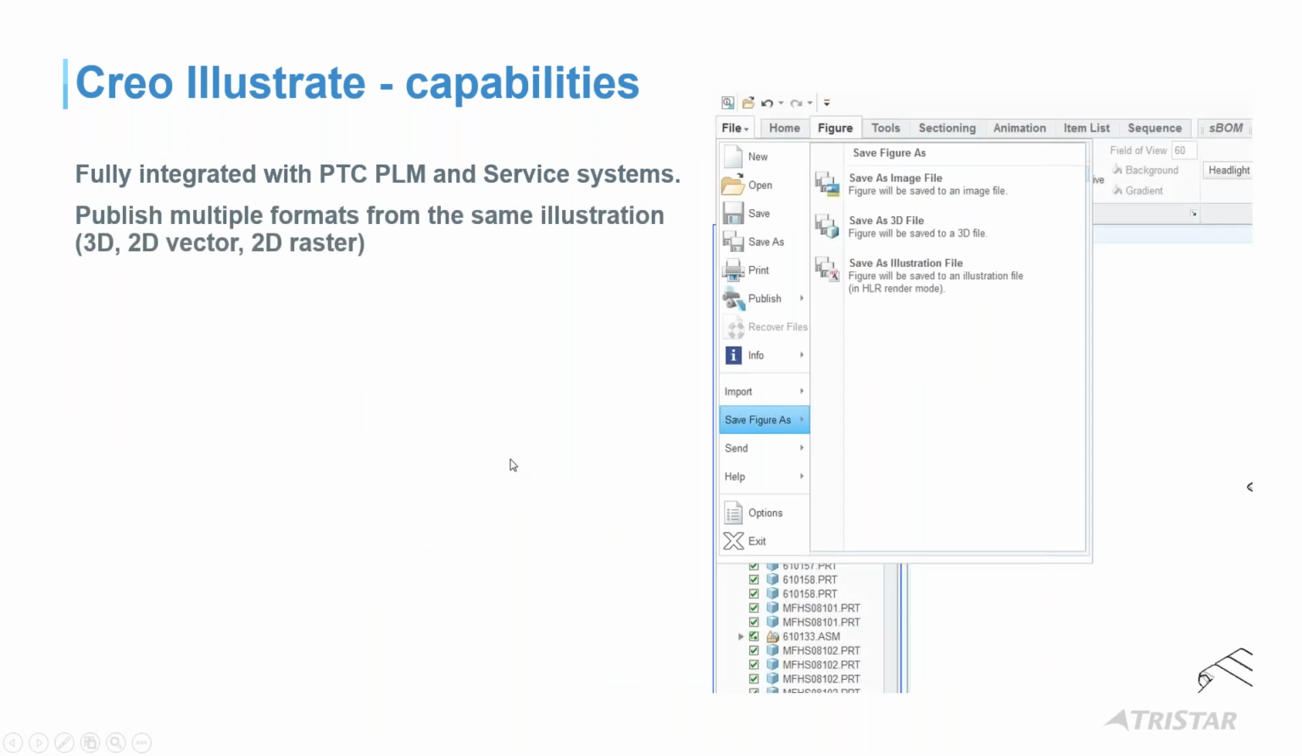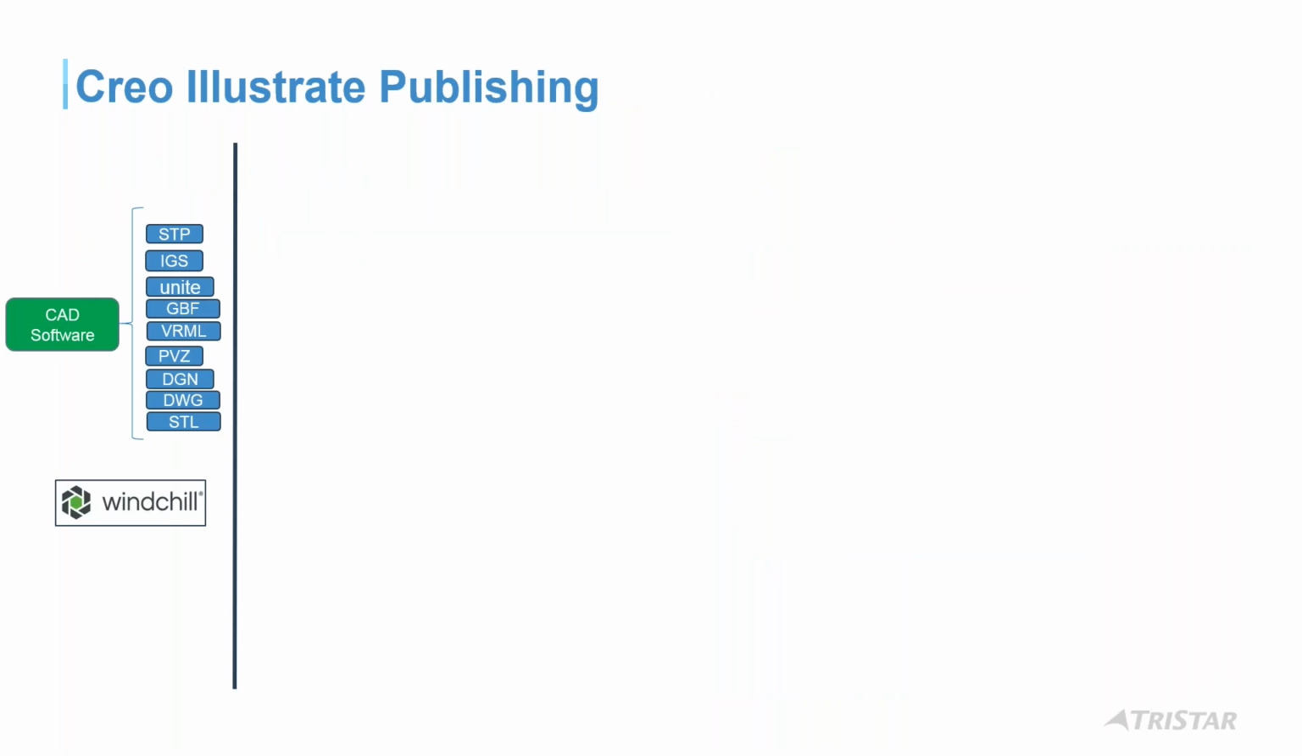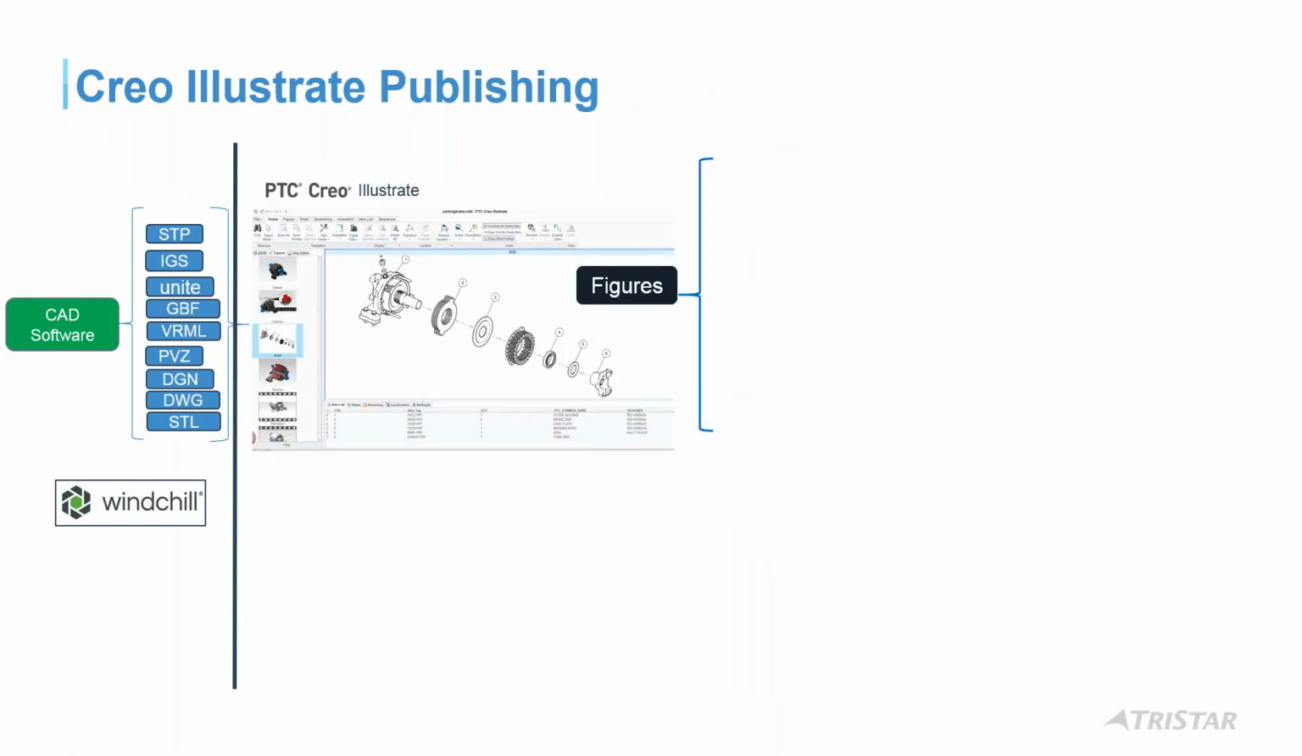It can also publish into multiple formats. So when you're done with your illustration, you can save these out into some of the 2D and 3D vector raster formats. So things like image files, you can save them out to standard vector files like a CGM or SVG. And you can also save it out into other PTC tools like Arbortext IsoDraw. That allows you further 2D editing if you're still delivering a lot of the 2D content. So there's a lot of formats that Illustrate can input and output.